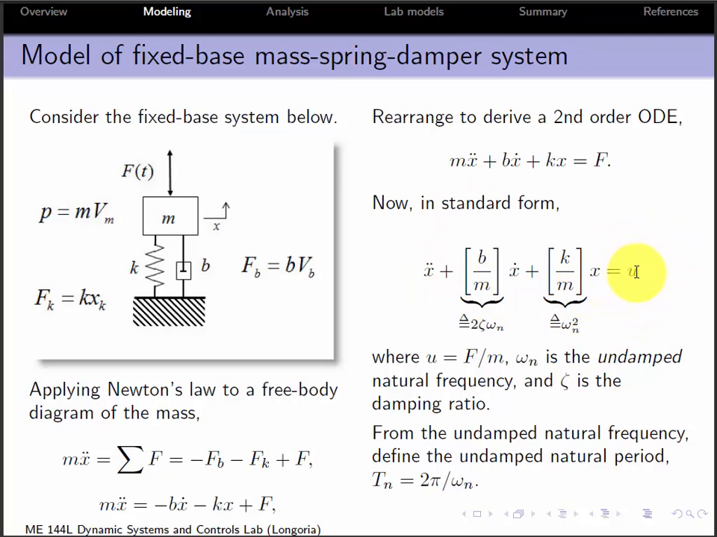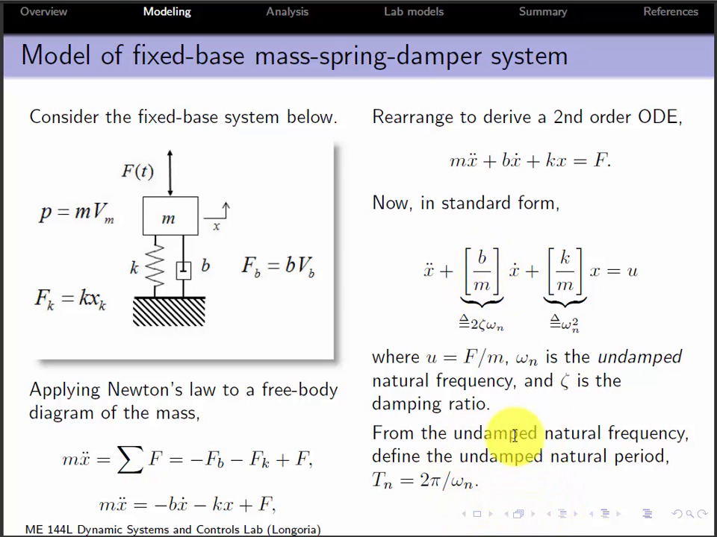We also typically will make the input, here we also divide by m, so you can see it should have the same units as the x double dot term. So this is displacement, that's acceleration. So the input is acceleration. You see, u is f over m. So whenever you're writing your equation in this form, make sure you have units consistency and everything's correct, and so on. And then you can just define your omega n, and zeta, I pulled that out of here.